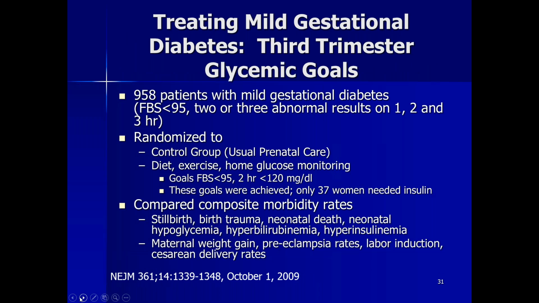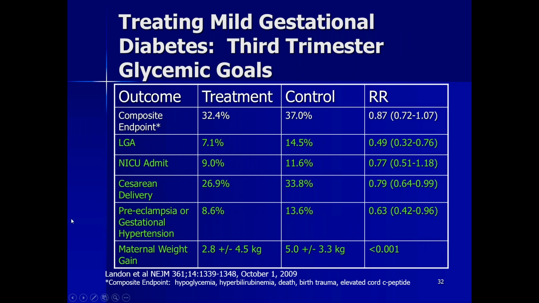Another landmark study, this was treating mild gestational diabetes in the 3rd trimester. This is nearly 1,000 patients. And you can see that these patients, their fastings were less than 95, but they did have 2 or 3 abnormal results on the 1, 2, and the 3-hour test. And they were randomized to usual prenatal care or to diet, exercise, home glucose monitoring. And then they looked at a composite morbidity rate for this, which included stillbirth, birth trauma, and neonatal death. Bunch of things all together. Obviously, if you lump together a bunch of rarer outcomes, you're more likely to be able to see differences in composite morbidity rates than in each one of those separate categories.